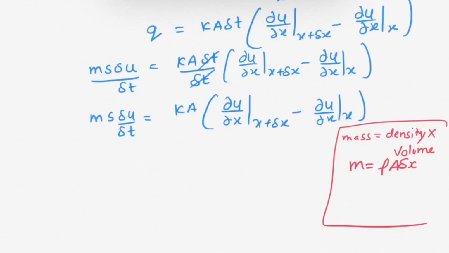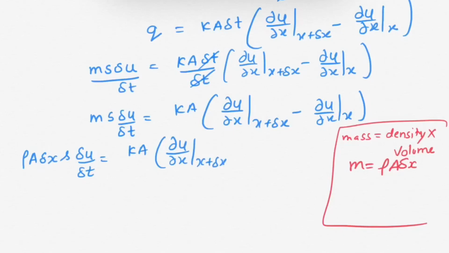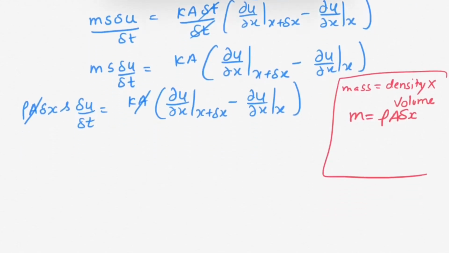Now putting the value of small m into this equation, we have rho A delta X into s del U over del T equals K A, in the bracket we have del U over del X at point X plus delta X minus del U over del X at point X. So you can see this capital A cancels out. Now dividing this equation by rho delta X s.